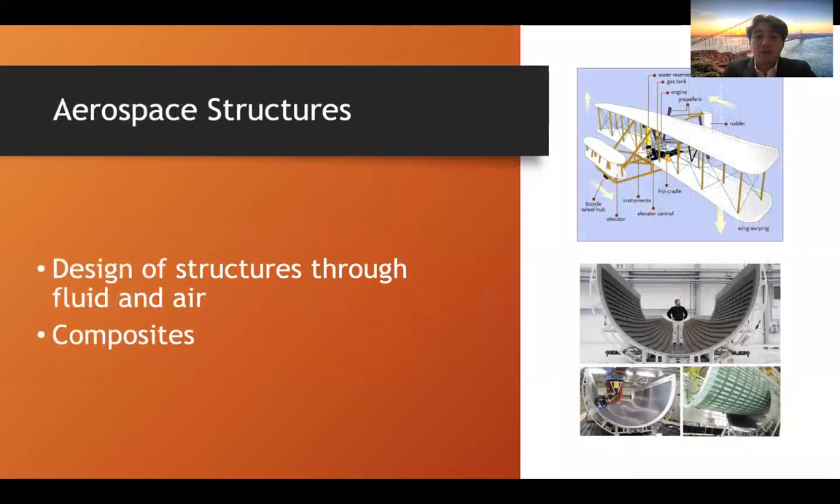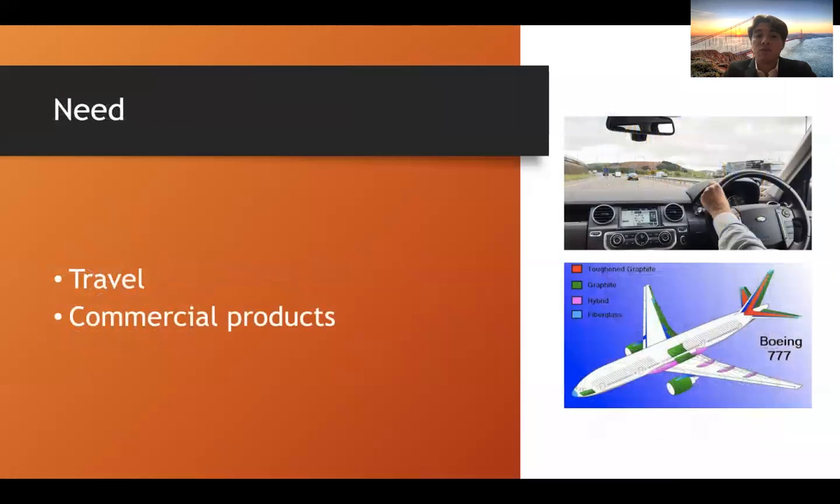Next are aerospace structures, which would be the design of structures through fluid and air, as well as the study of composites, such as fibers going up and down, laying on top of each other in order to be as lightweight as possible while holding its stiffness. The need of this would be to assist in travel as well as commercial products such as cars, boats, planes, as well as commercial satellites, sporting equipment, and performance equipment.